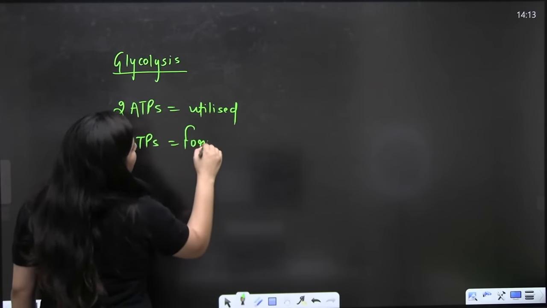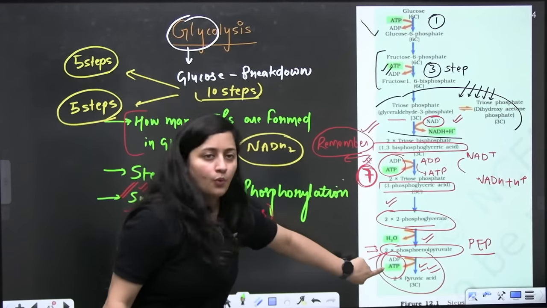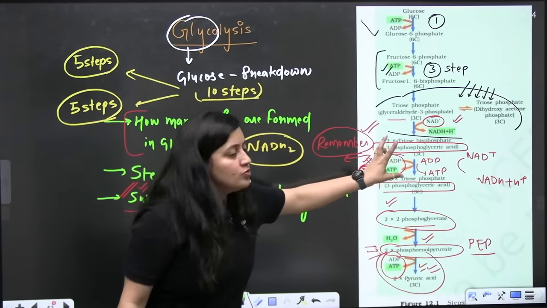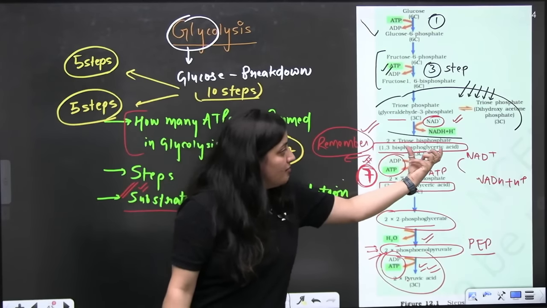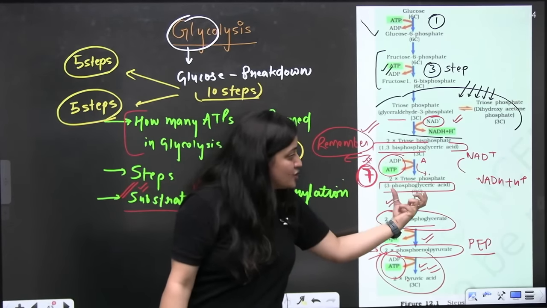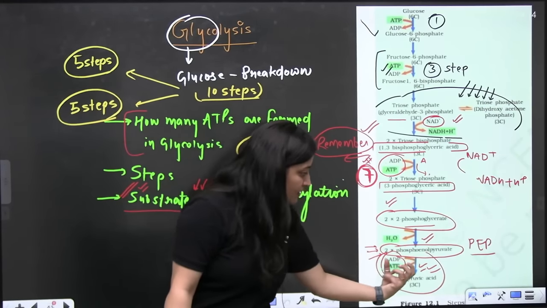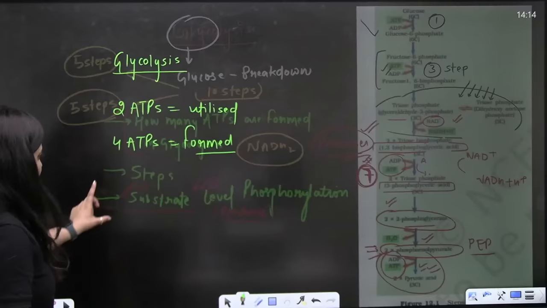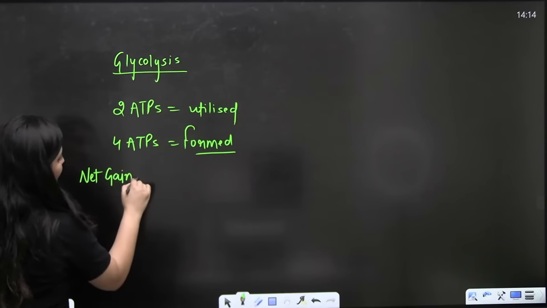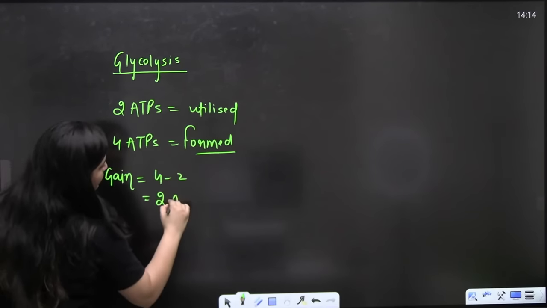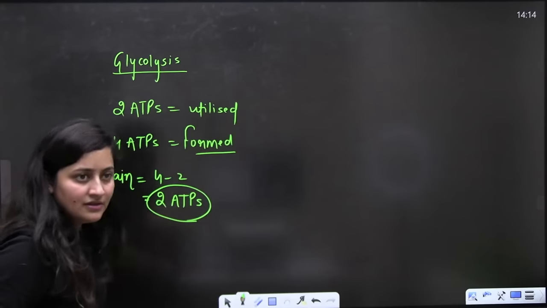Again, many students get confused: ma'am, how come four ATPs? One, two. But these compounds are two in number. There are two molecules of 1,3-bisphosphoglyceric acid, two of 3-phosphoglyceric acid, two of 2-phosphoglyceric acid, two of phosphoenol pyruvate, two of pyruvate. So that is why I am saying 4 ATPs are formed. So what will be the net gain here? Net gain will be 4 minus 2, 2 ATPs. From glycolysis, this is what you are getting.